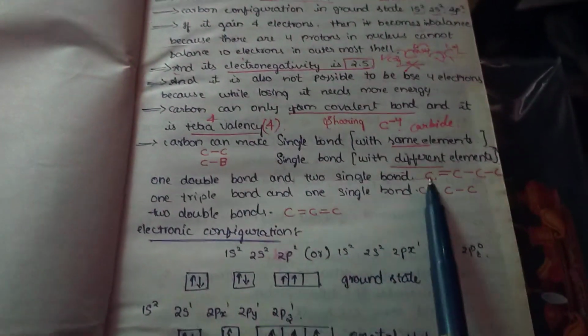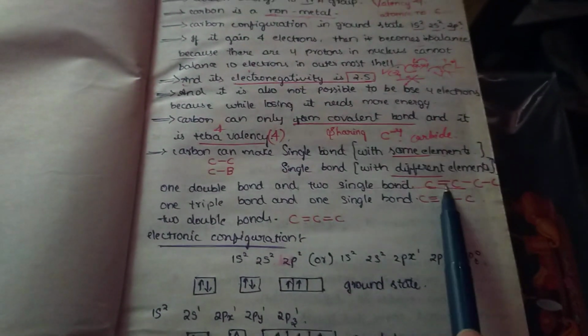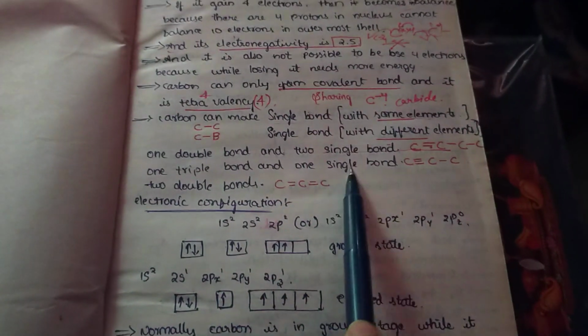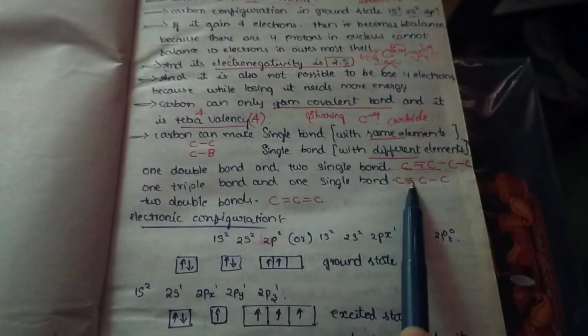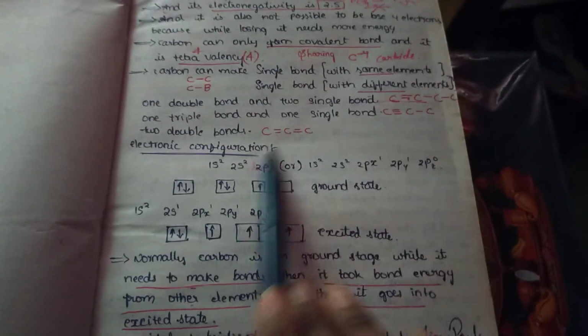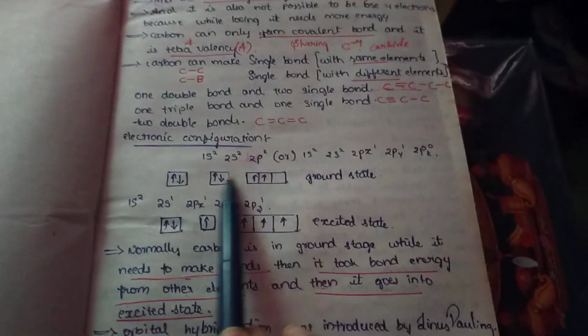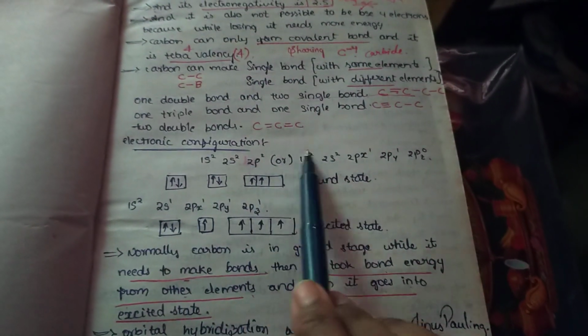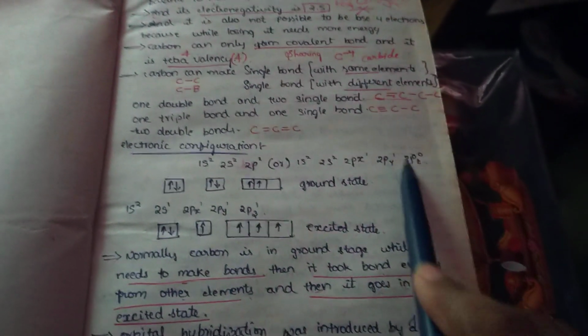One double bond and two single bonds. One triple bond and one single bond. Two double bonds. The electronic configuration of carbon is 1s2 2s2 2p2, or 1s2 2s2 2px1 2py1 2pz0.